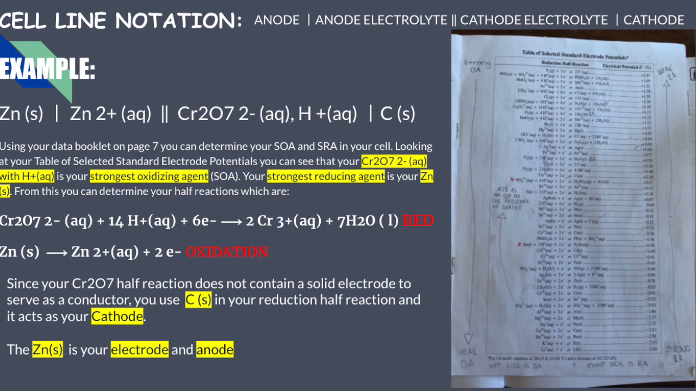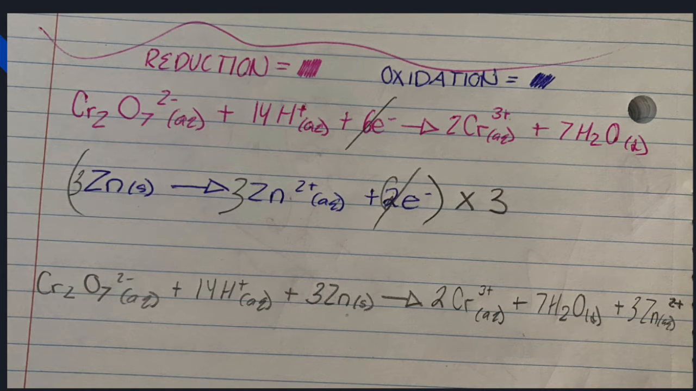Since your dichromate half reaction does not contain a solid electrode to serve as a conductor, you use carbon solid in your reduction half reaction and it acts as your cathode. The zinc solid is your electrode and anode. After you find your strongest OA half reaction and strongest SRA half reaction, you need to make your final equation.